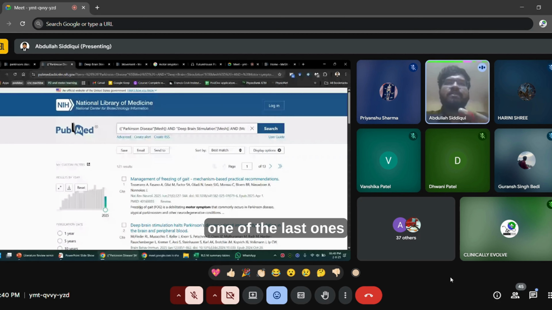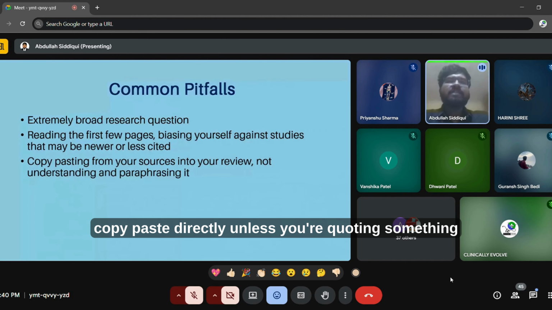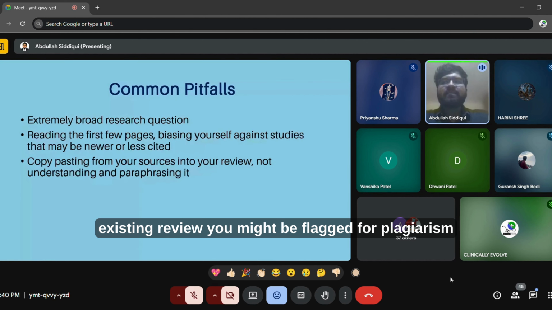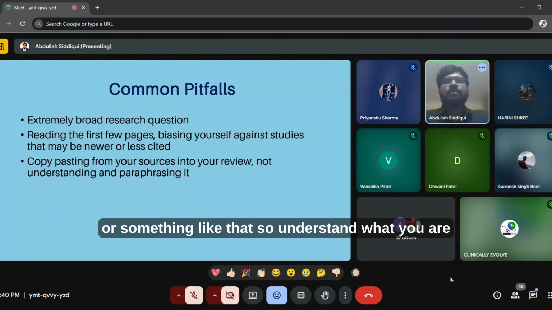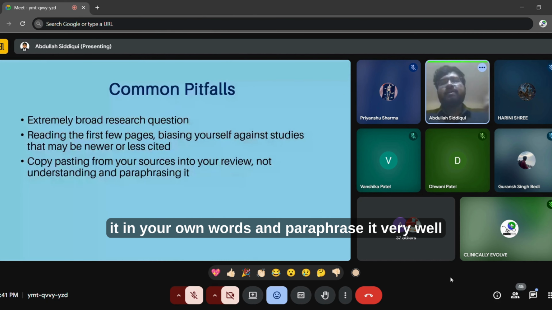And one of the last ones is copy pasting. This is never advised by anyone. Never copy paste directly unless you're quoting something or a phrase. Never copy paste from an existing review. You might be flagged for plagiarism. So understand what your studies are, what your review is, and then write it in your own words.